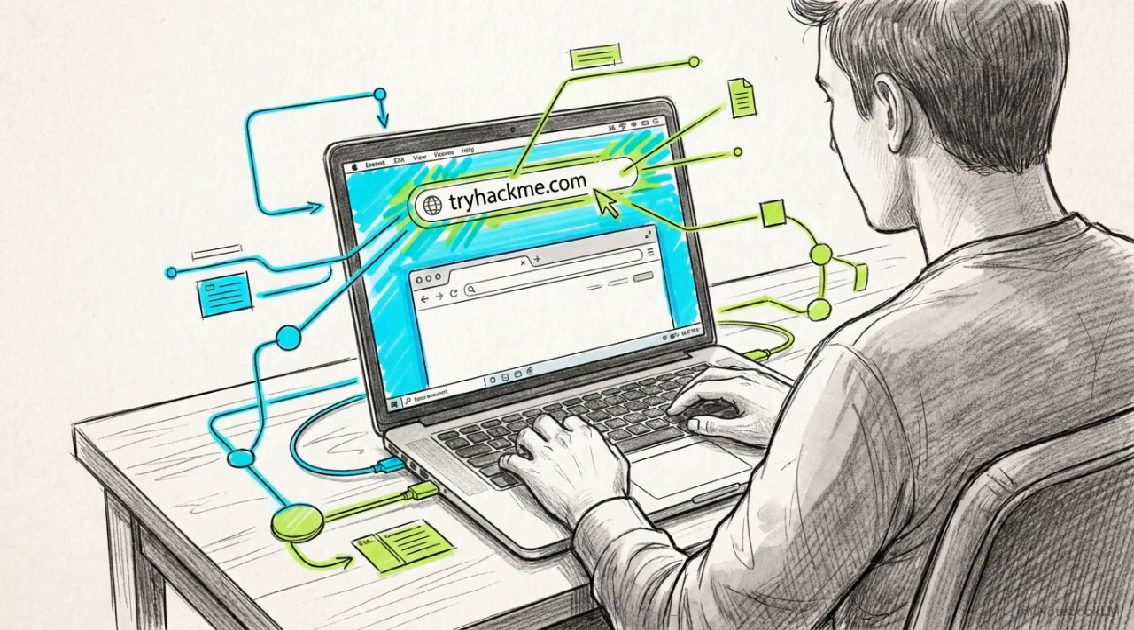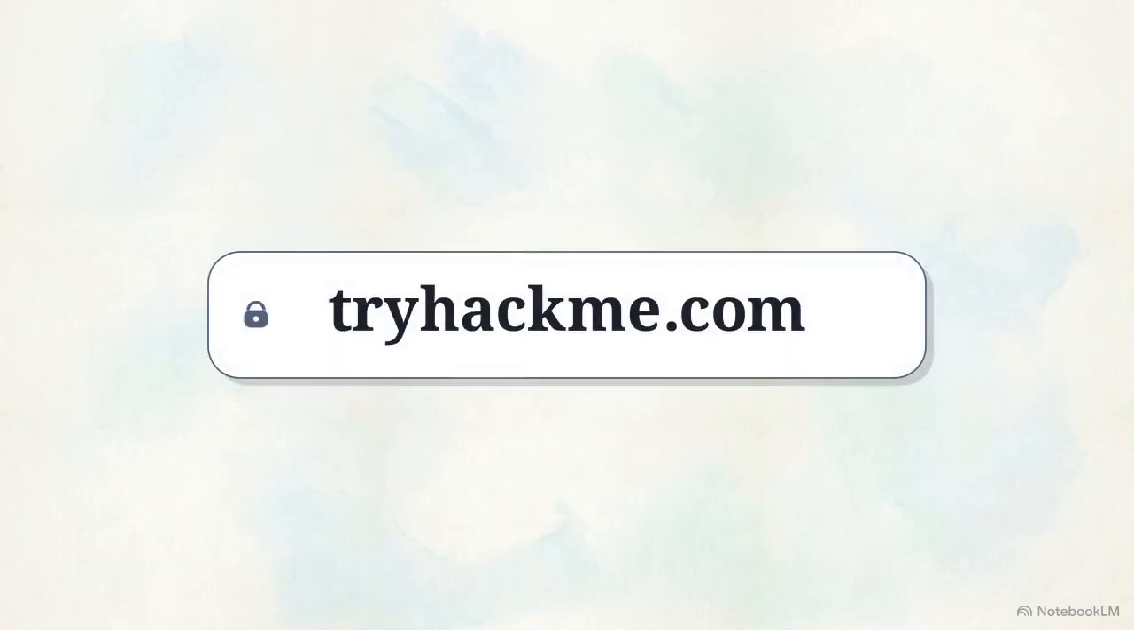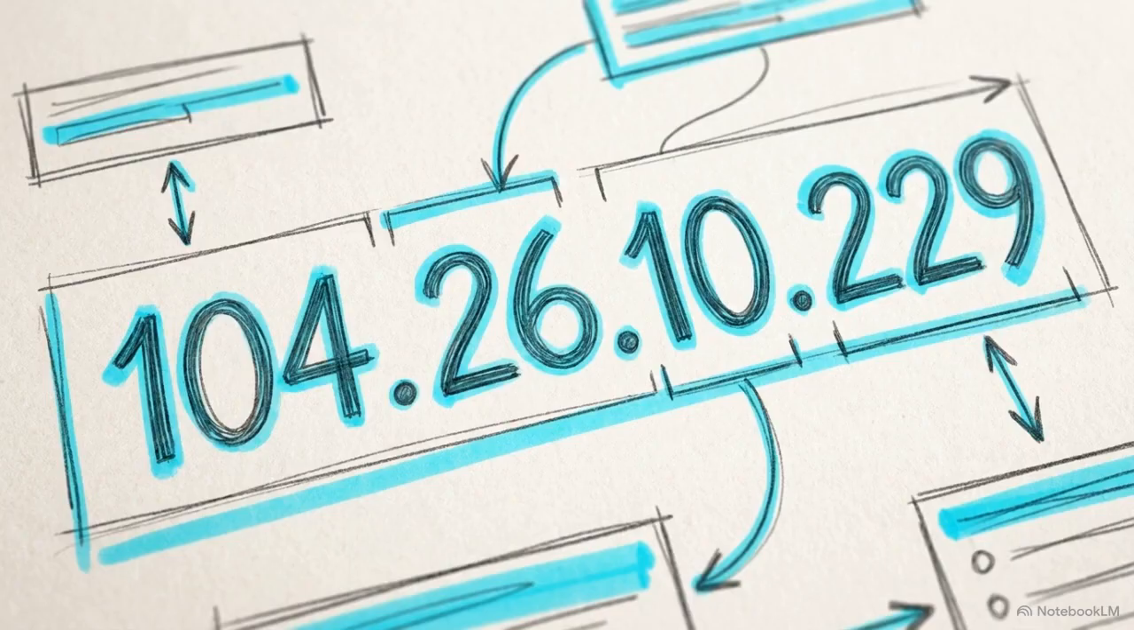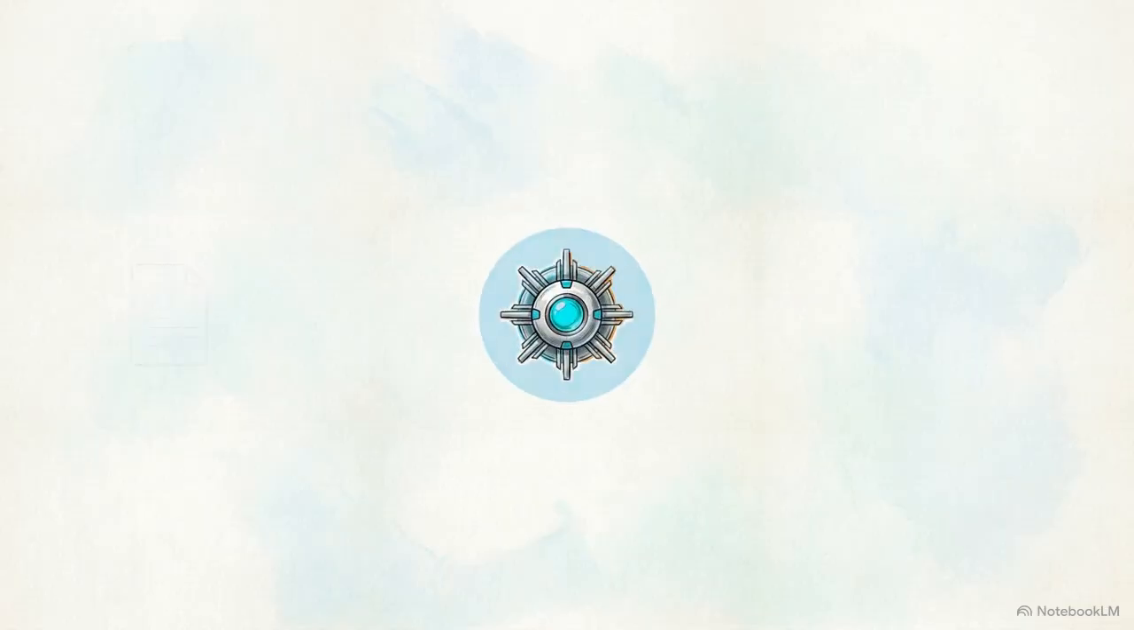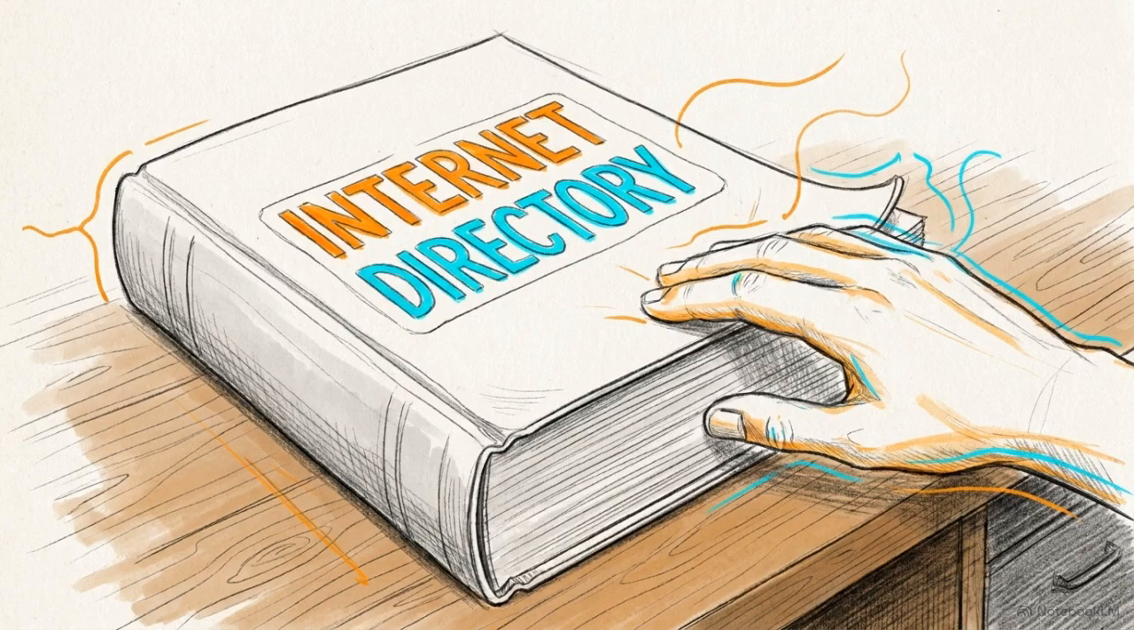URLs are designed specifically for human memory. We can easily remember a name like tryhackme.com, but computers don't read words. They navigate using exact numerical coordinates, which means we need a way to translate our human words into machine numbers. Those precise numerical coordinates are called an IP address, and to translate a human URL into a machine IP address, your browser uses DNS, the Domain Name System. It acts exactly like a giant phone book for the internet.